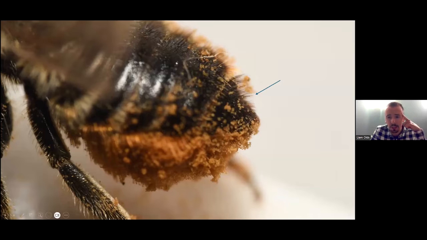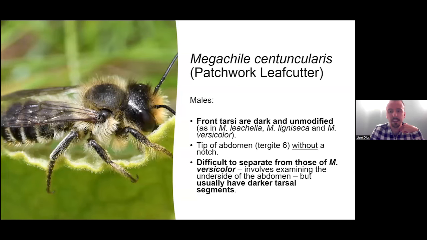This picture shows that tergite 6 again, that apical segment of the abdomen. You can see the long hairs sticking up right there. So that's the feature, if you're not familiar with it or you've seen it in the key and didn't really know what it meant.